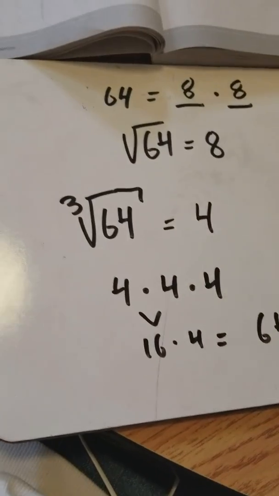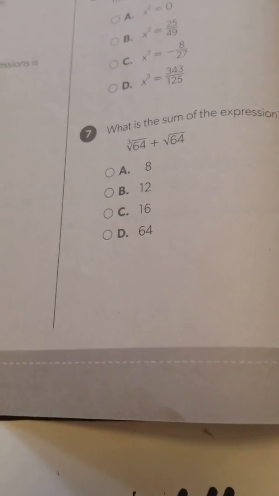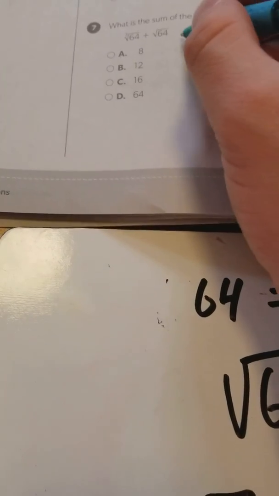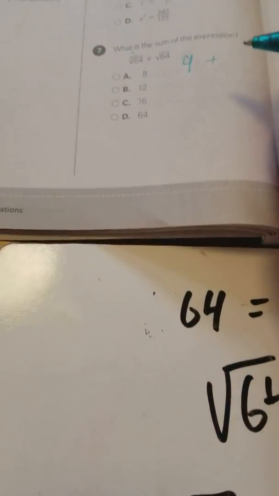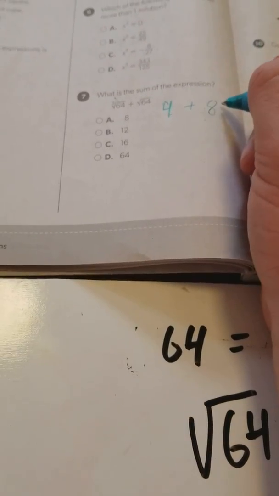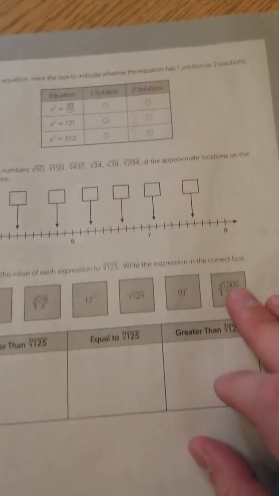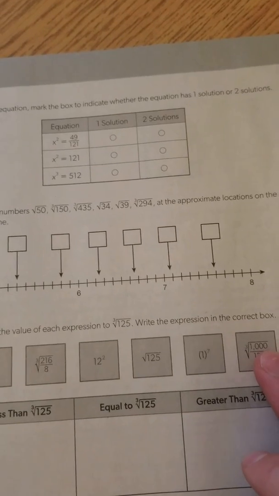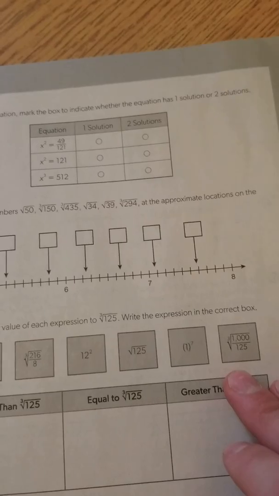So now let's look back in our workbook. We have the cube root of 64 plus the square root of 64. Well, the cube root of 64 is 4. And the square root of 64 is 8. So 4 plus 8, and you can select which one that is. For 8, it says, for each question, mark the box to indicate whether the equation has one solution or 2 solutions.